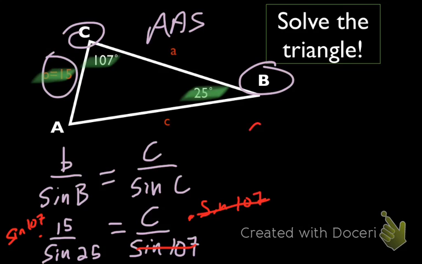So in your calculator, please type in sine of 107 times 15 divided by the sine of 25, making sure that you're in degree mode. What do you get for c? 33.9.